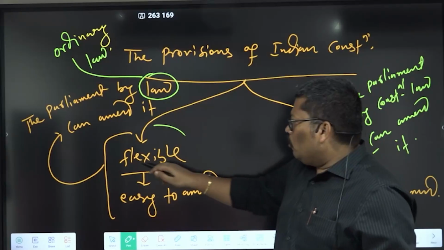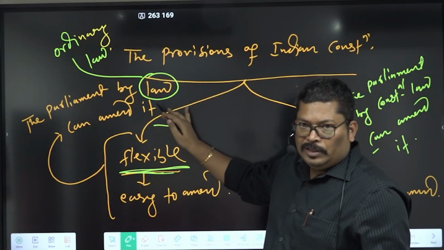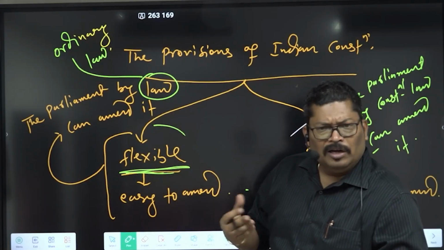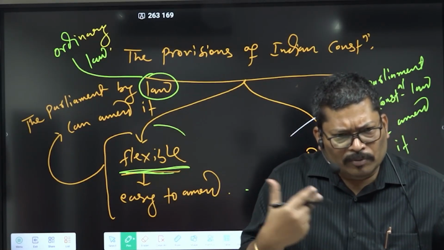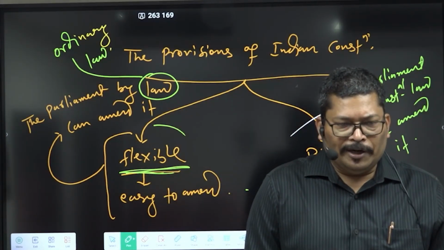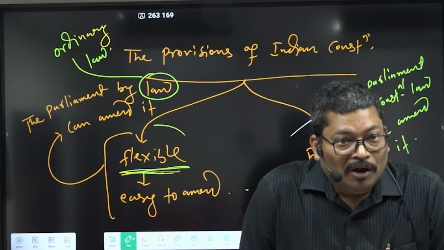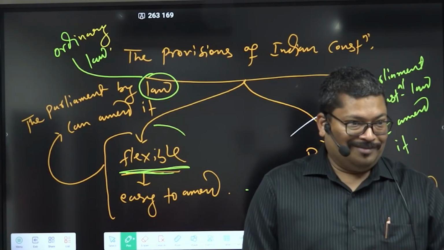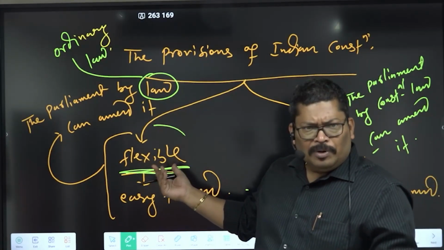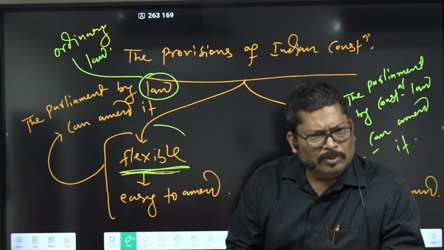For example, in order to amend flexible provisions, Parliament will simply make an ordinary legislation, or you can say Parliament will simply make a law, and by means of that law, the flexible provision would be amended. And in order to make an ordinary law, which kind of majority is employed? Ordinary majority, simple majority. So, simple majority is very simple: a majority of more than 50% of the total number of members present and voting.